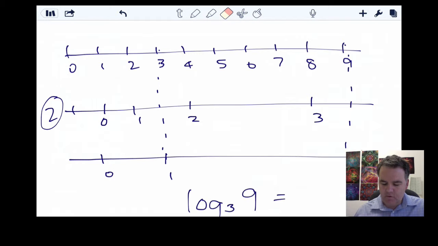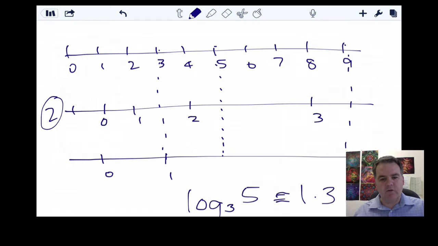That makes sense? What about if I said the logarithm of the base 3 of the number 5? Well, that is this number right here. So I'm saying, well, that looks like around about 1.3 to me, approximately. Okay, that's how it works. So logarithms are just numbers with different bases. I hope that's not too confusing.